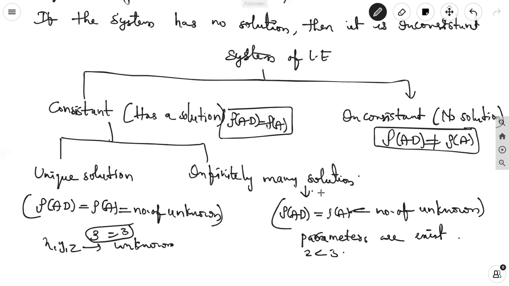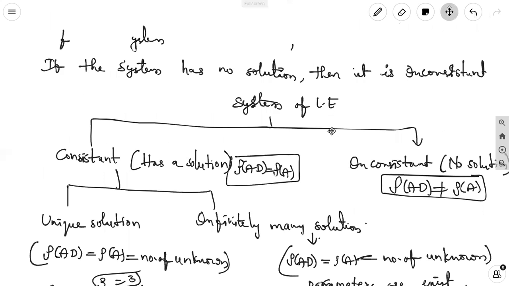In infinitely many solutions, parameters exist. The parameter belongs to the real number set, which has infinite values. By giving infinite values to this parameter k, we get infinitely many solutions. That is the concept of the system of linear equations. You should remember when it is consistent and when it is inconsistent. Okay, first I am going to discuss the problem.